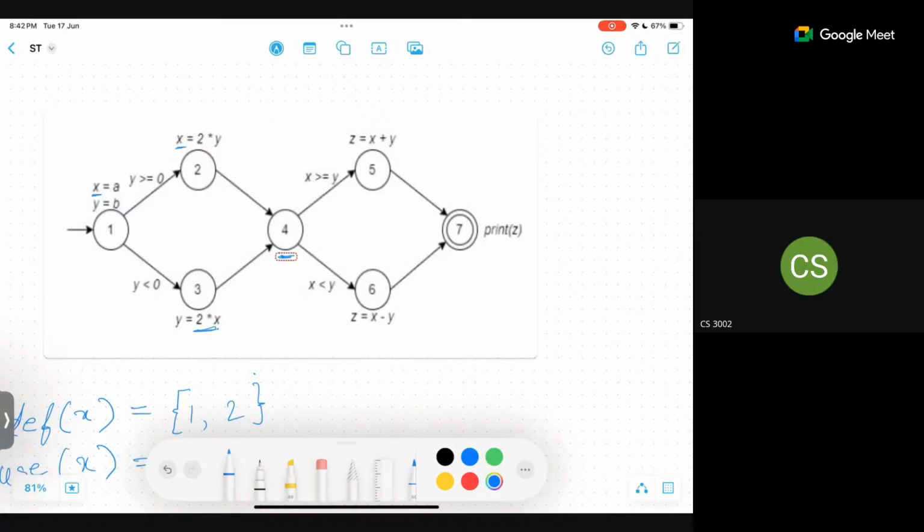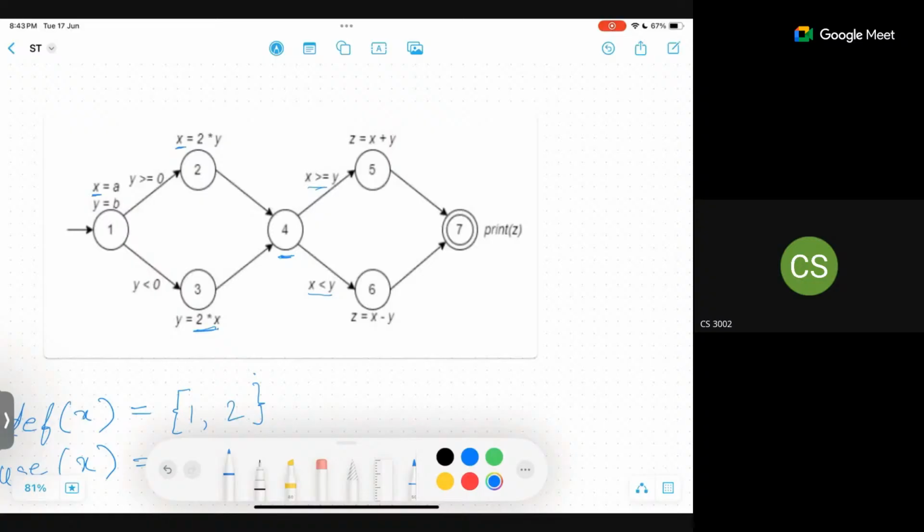Okay, so what happens is we are checking if x is greater than or equal to y, then we are going to 5. If x is less than y, then we are going to 6, right? So this appears to be an if condition at 4. In both cases x is being used, right? Unless you look into the variable's value, you're not able to compare, and accordingly you make the decision. So therefore these two are considered a use, right?